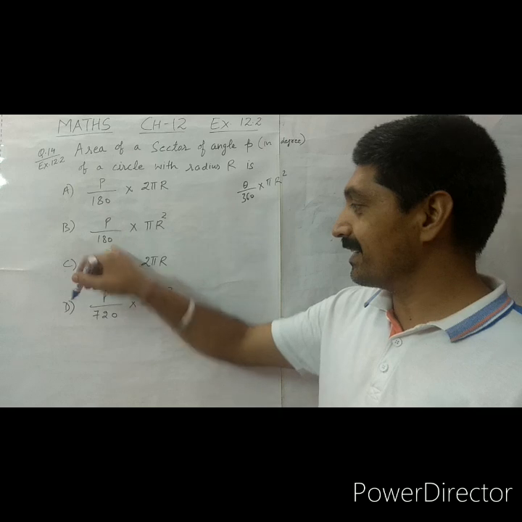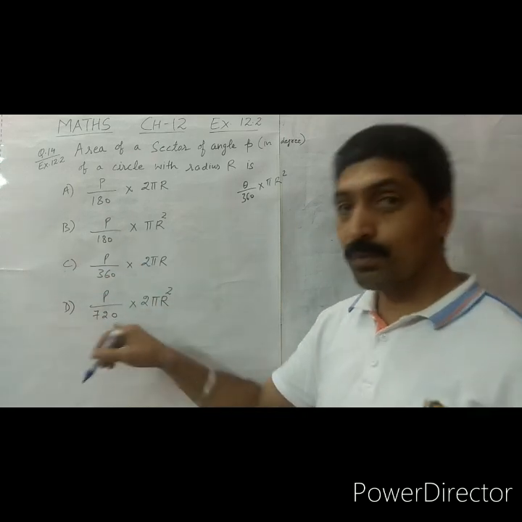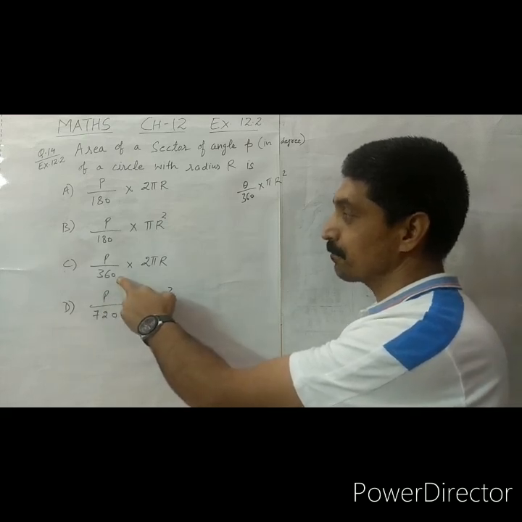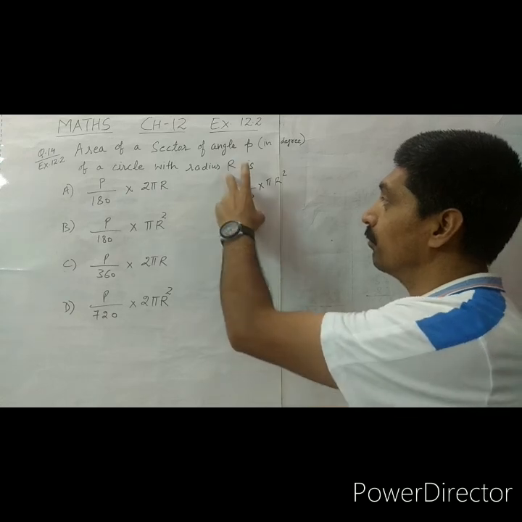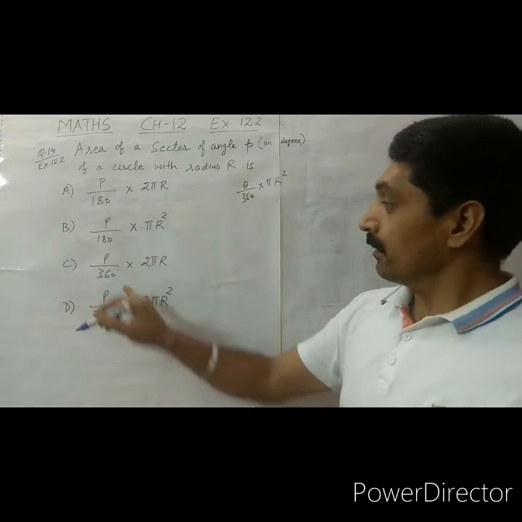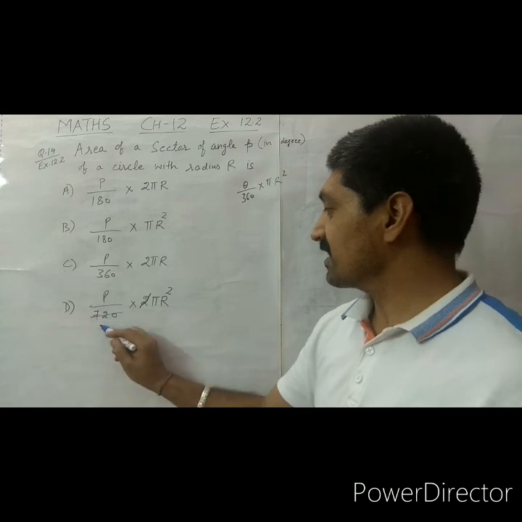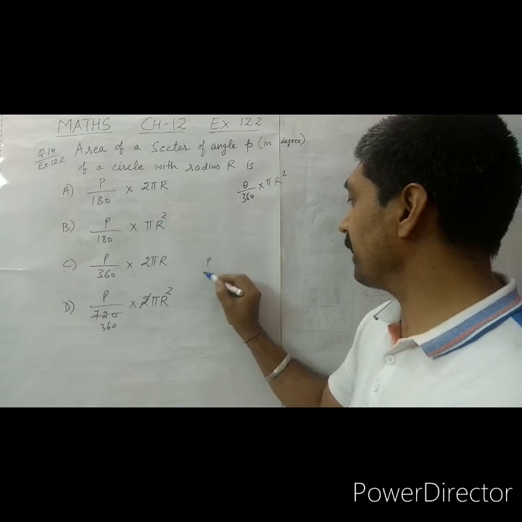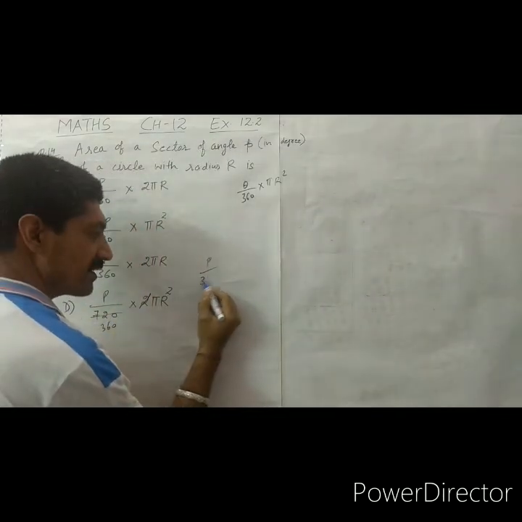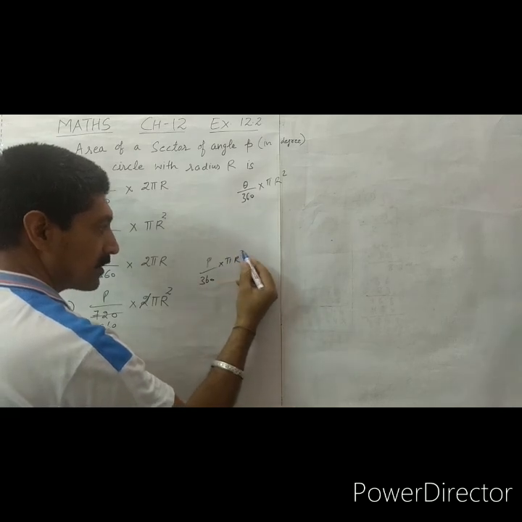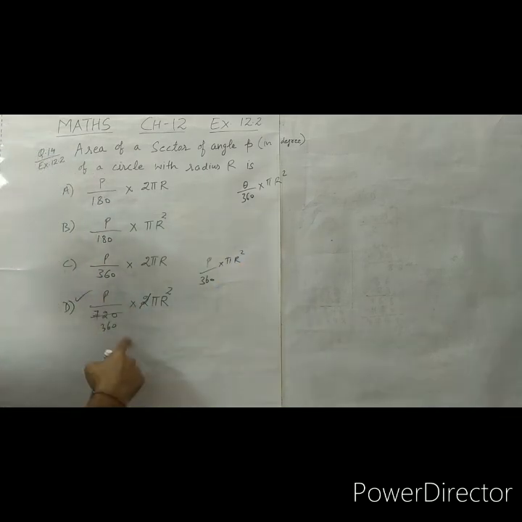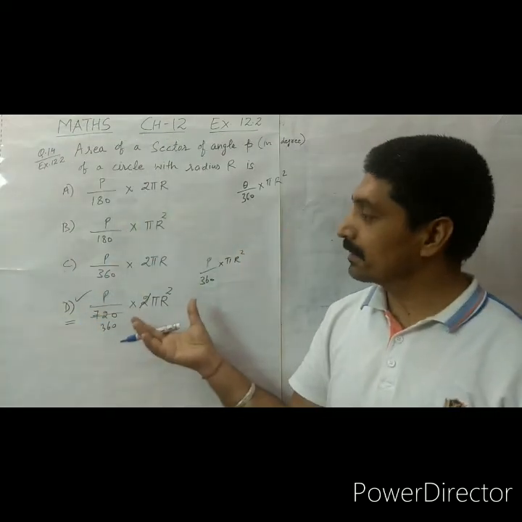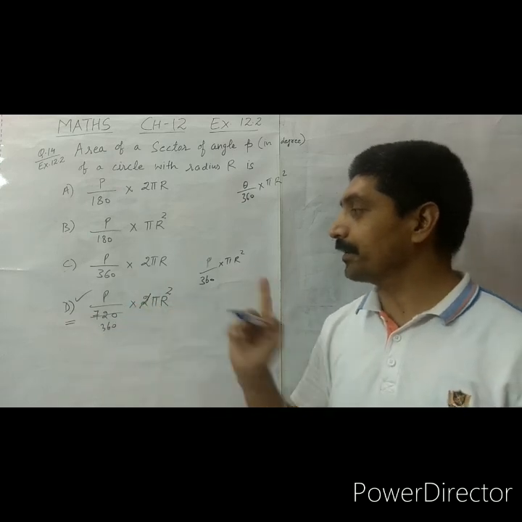Here is 180 and here we have 720. So most of the students, they are going with this one, 360 degree, because 360 as in the formula. But here 2 ones are 2, this is 360. So we have the formula that P upon 360 into pi r square. So D is the right option. Dear students, this question is asked most of the time in the exams. So D is the right option.